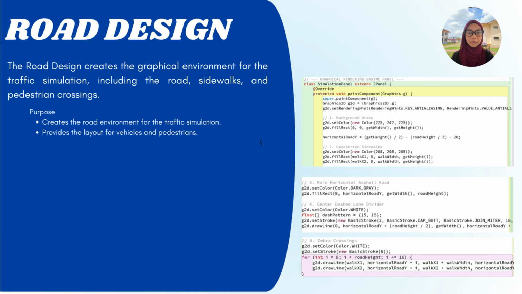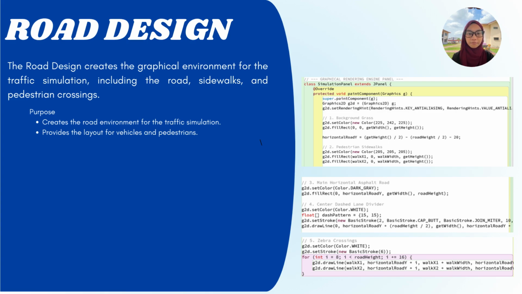Today, I will explain the road design of our smart traffic light simulation system. The purpose of this section is to create the road environment for the simulation. It provides the basic layout where vehicles and pedestrians can move safely. Without this, the traffic simulation would not have a proper road structure.